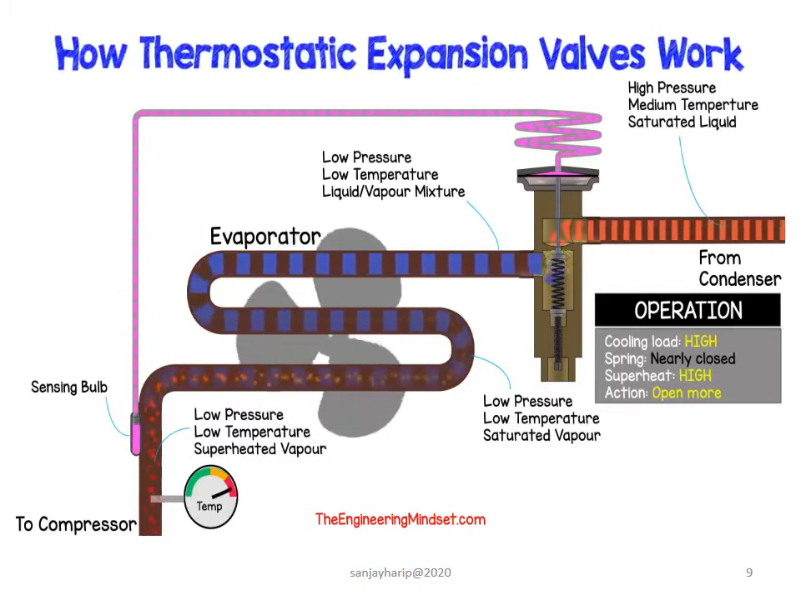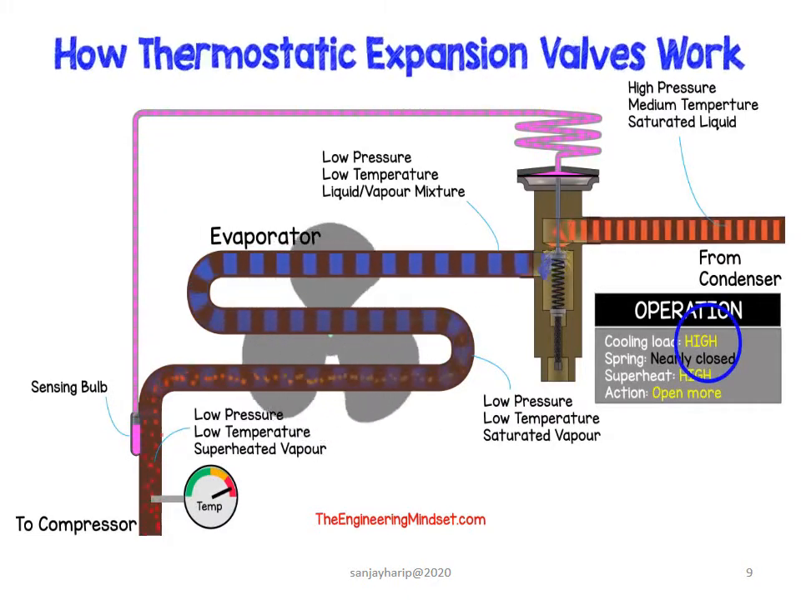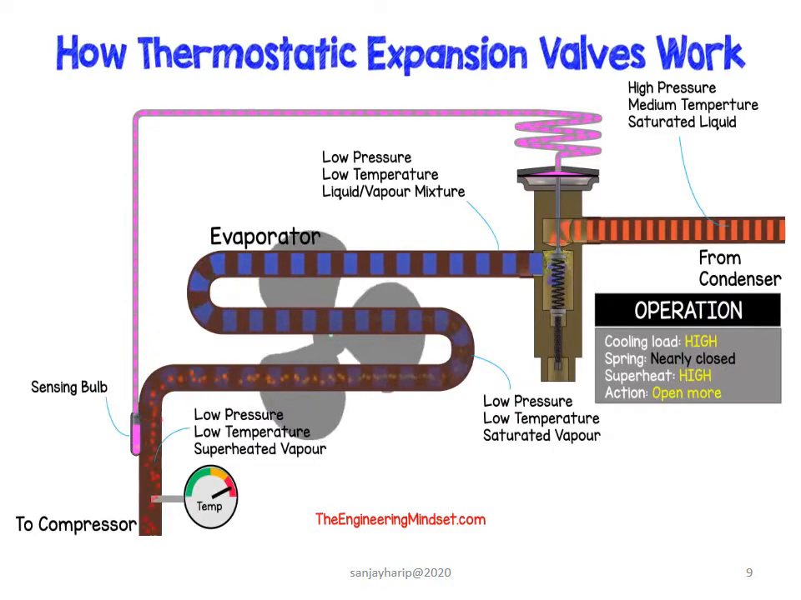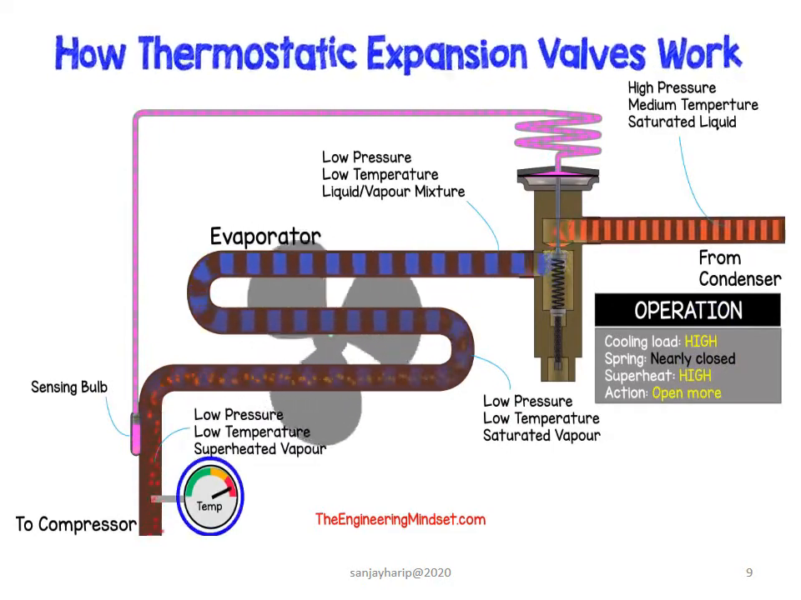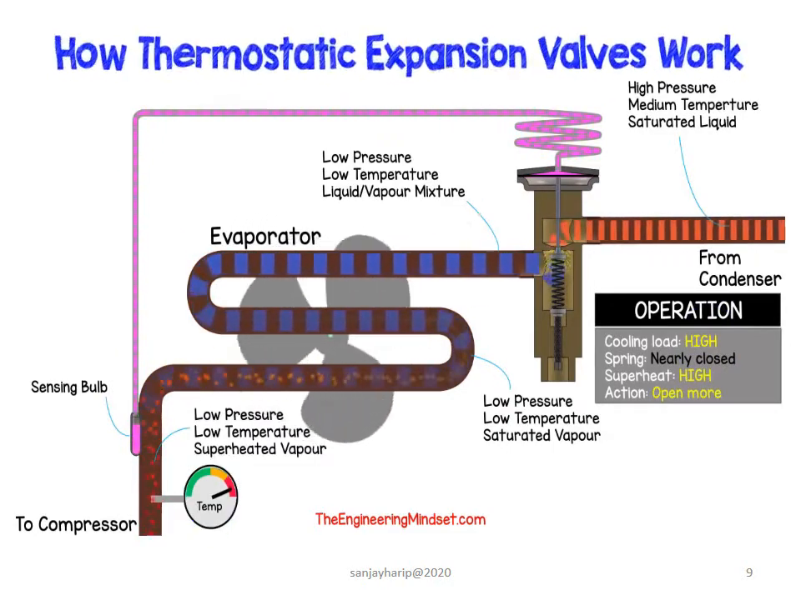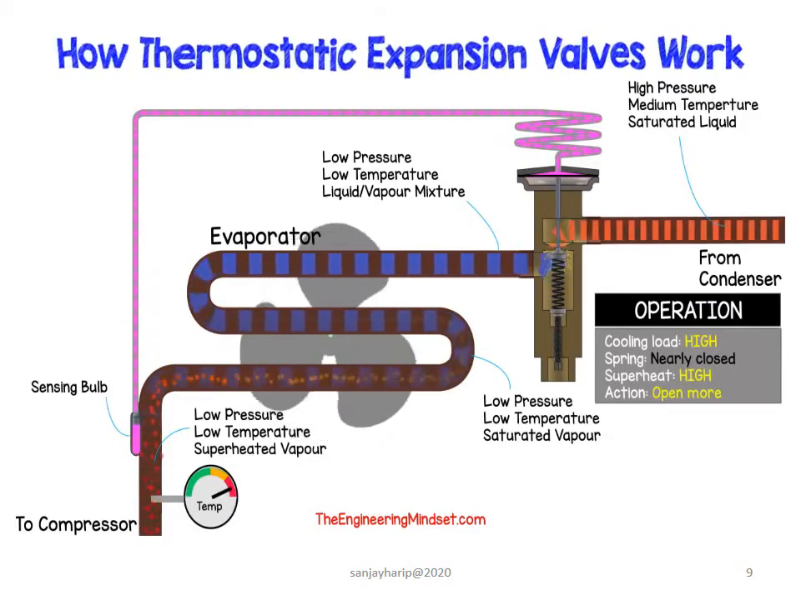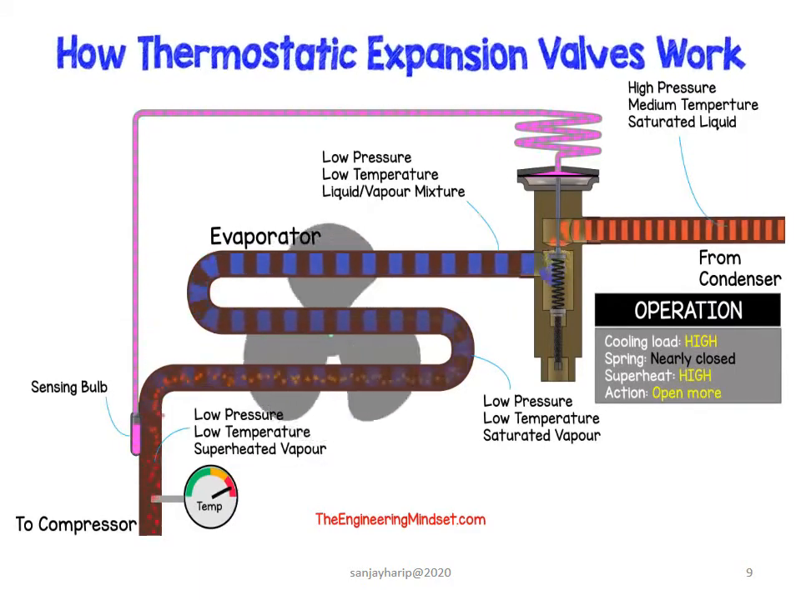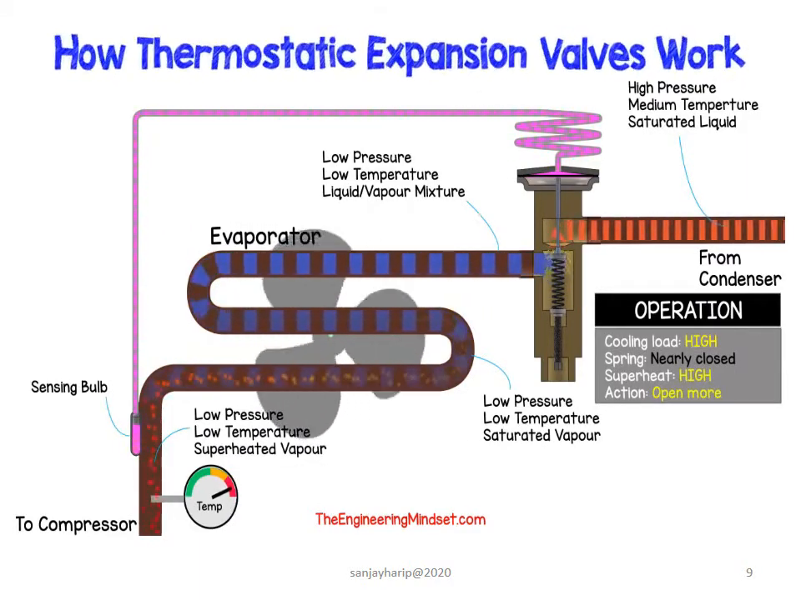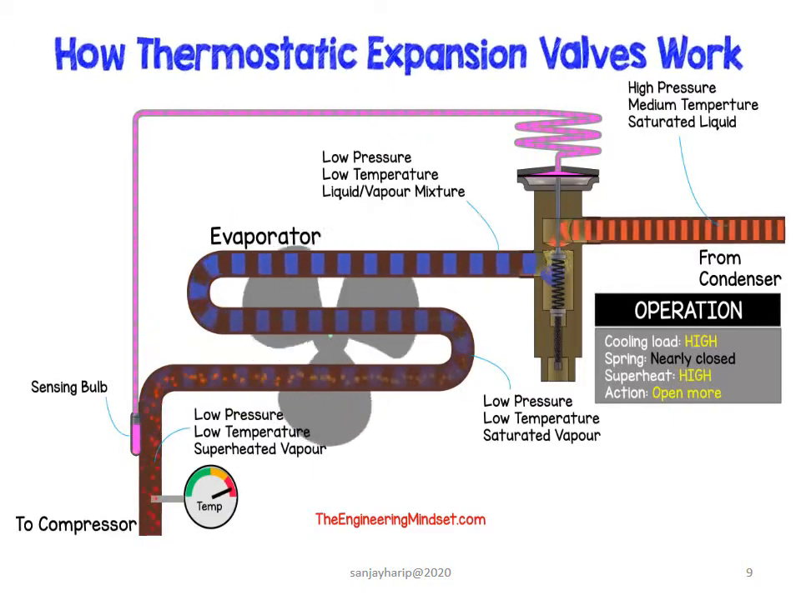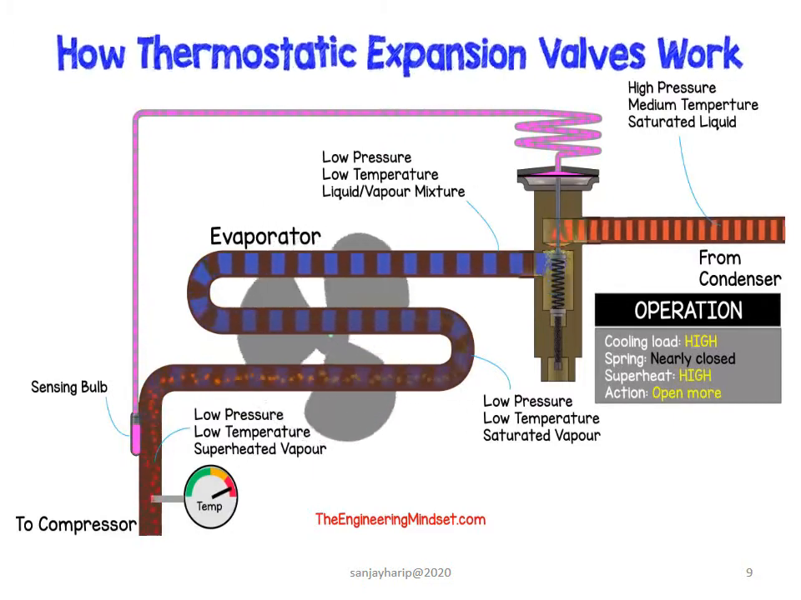Let's say the cooling load increases. This will cause more refrigerant to evaporate and the superheat will increase, causing the refrigerant temperature to increase at the evaporator exit. We need to decrease the superheat, and we can do that by allowing more refrigerant to flow into the evaporator. So the pin will need to open more to let the refrigerant pass through.